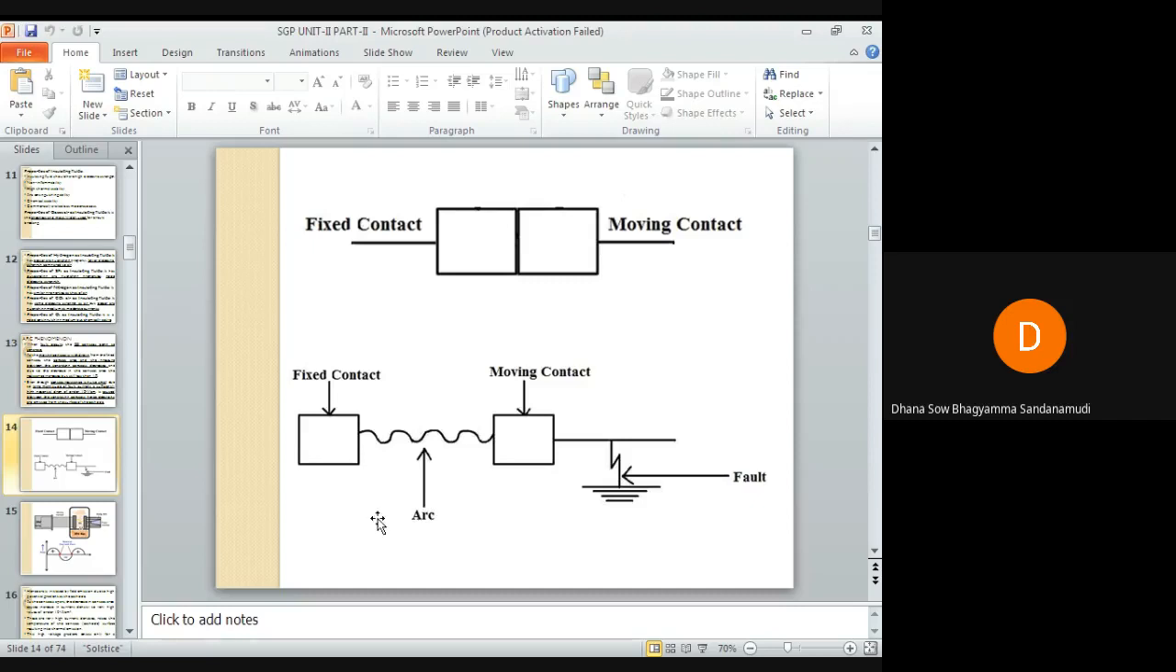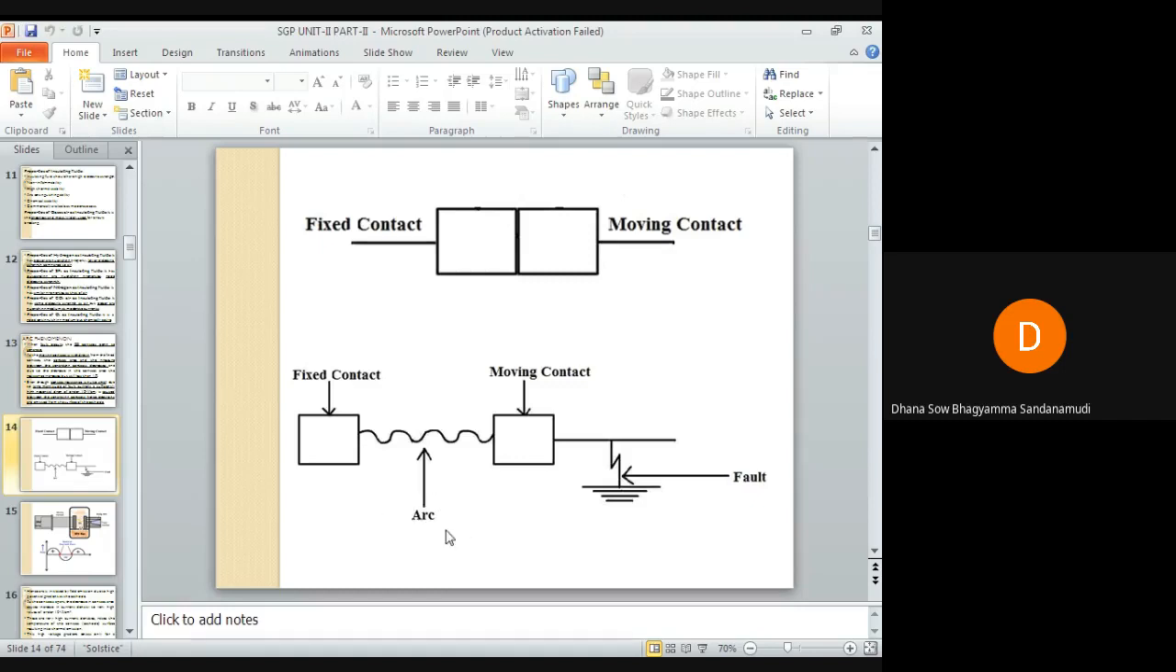What is observed is that when the moving contact is moved away from the fixed contact, the arc is struck between the contacts, and this arc will generate enormous heat. Because of that heat, the circuit breaker contacts may get damaged, or the system to which the circuit breaker is connected may itself get damaged. So the main problem in the circuit breaker is to extinguish the arc.